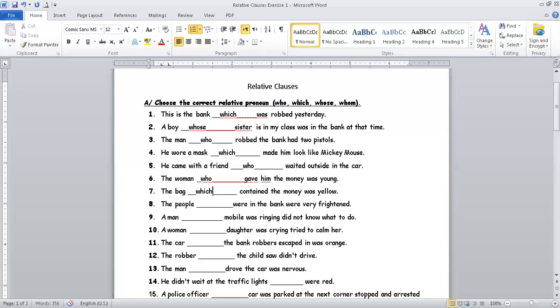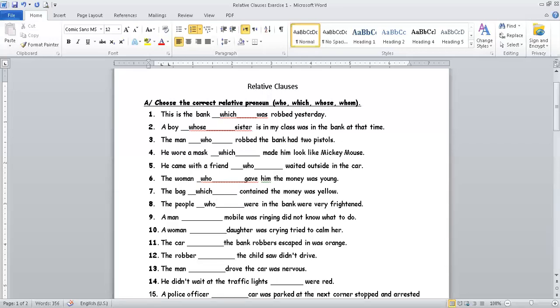8. The people were in the bank were very frightened. We want to define the people here. So we say the people who were in the bank were very frightened. People in this sentence is the subject, so we cannot drop who. It is necessary.